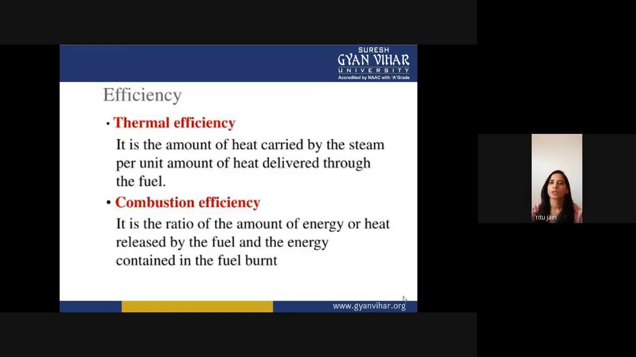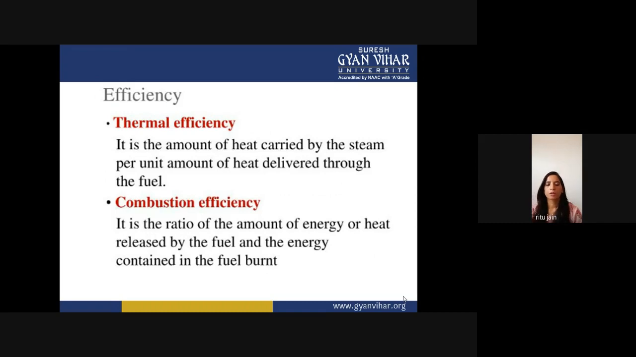The next point is that efficiency can again be divided into two parts. One is thermal efficiency, which is the amount of heat carried by the steam per unit amount of heat delivered through the fuel. The next is combustion efficiency. Hope you can understand what thermal efficiency is: it is the heat carried by the steam per unit amount of heat delivered through the fuel. And combustion efficiency is how much energy you are getting after combustion of the fuel.